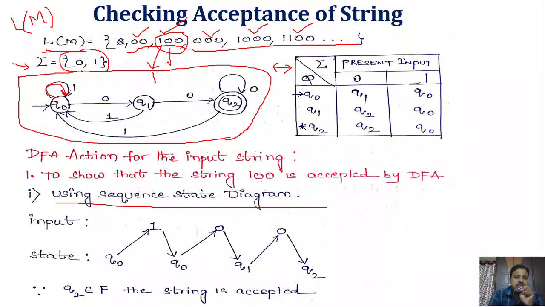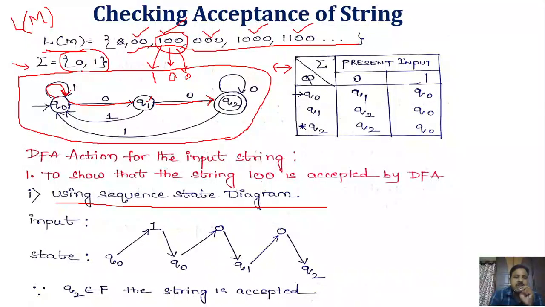Next input, what is the next input? The next input is 0. So Q naught on 0, where is it going? Q1. Next, we are in state Q1. What is the next input? 0. So Q1 on 0, where is it going? Q2.